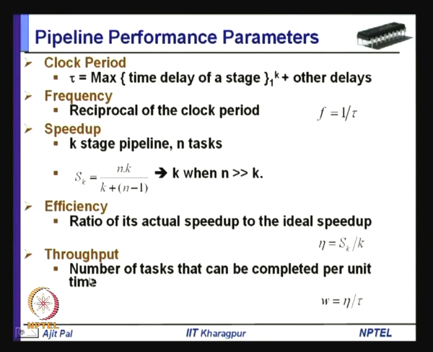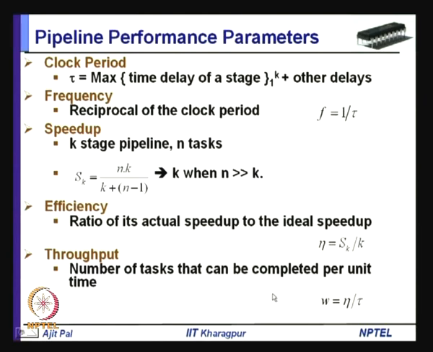On the other hand, throughput, that is the number of tasks that can be completed per unit time, will be equal to W equal to eta by tau, and that will again be equal to f. That means f is 1 by tau, so it will be 1 by tau. So, the number of tasks that can be completed per unit time will be f, because per cycle one task will be completed in a pipeline system.